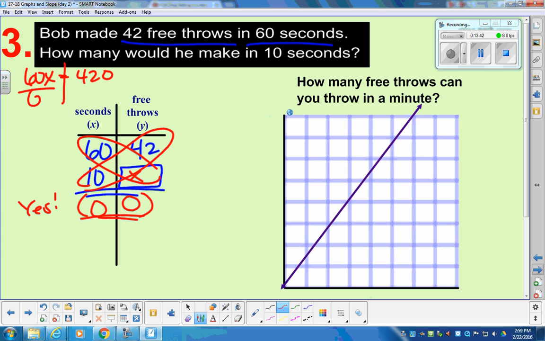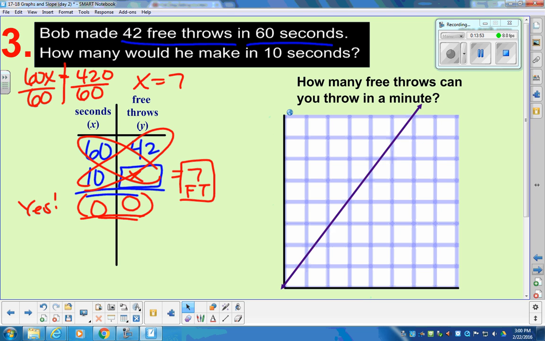Hand method kicks in, divide by 60, copy, paste. We get x equals 7. So we're going to say that Bob makes 7 free throws in 10 seconds. Go ahead and catch up if you didn't get that.